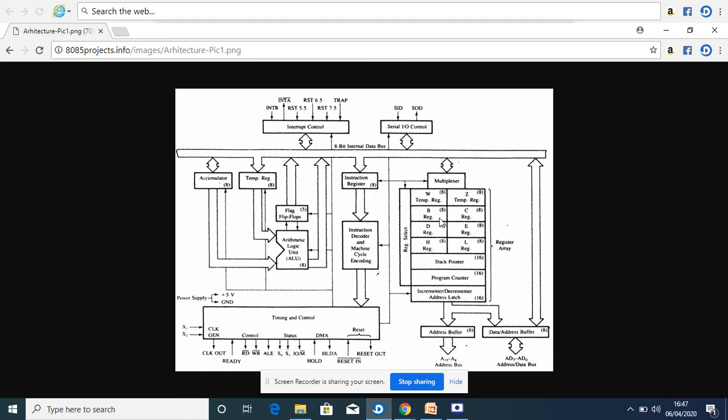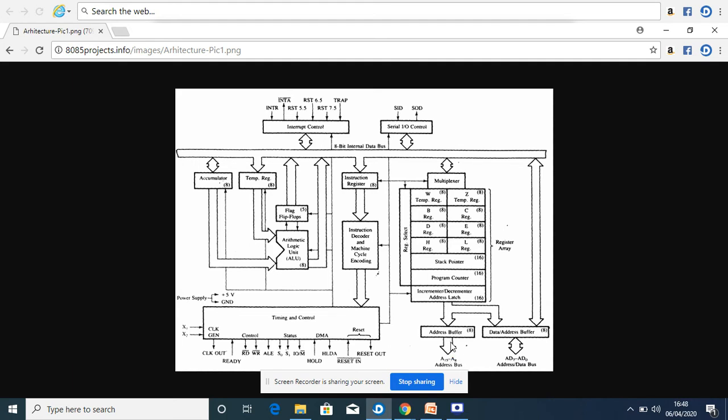We have to start from here. Here is the AD0 to AD7 bus. This is the multiplexed address data bus that is used to carry data to and from the microprocessor and peripheral devices as well as memory.